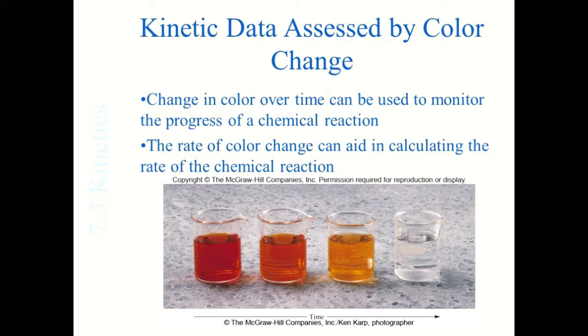So a lot of times when we want to measure the rate of a reaction, we do it through color changes. So here you can see this color is disappearing because the reactant in here, as it's reacting, is going away. And as it goes away, the color is changing. It's getting less and less and less dark until it completely is gone.